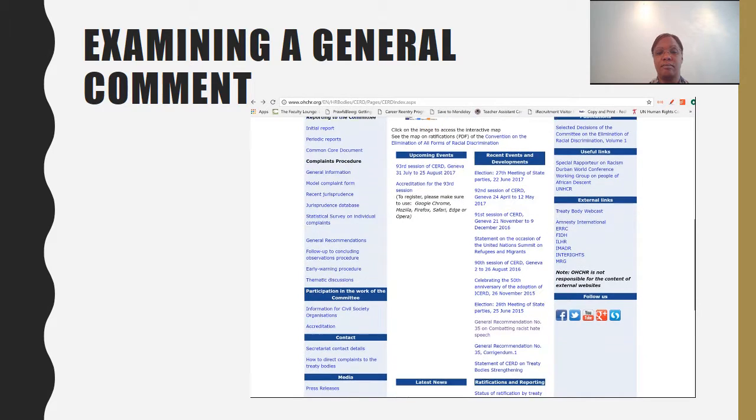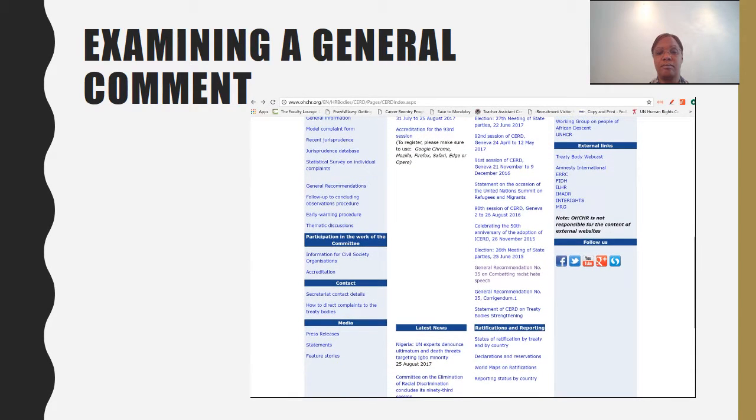So usually you have to scroll down the screen until you get to some general comments. Now in the CERD, that's the Committee for the Elimination of Racial Discrimination, they're not called general comments, they're called general recommendations. So just recognize that some treaties call it by a different name, but it's still the same important idea that they are interpreting provisions of a treaty because they're the monitoring body. So we're just going to look at this recommendation number 35.